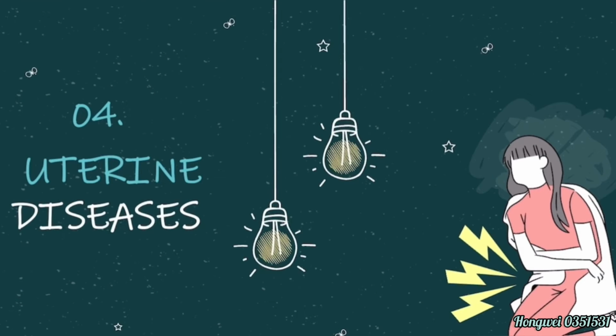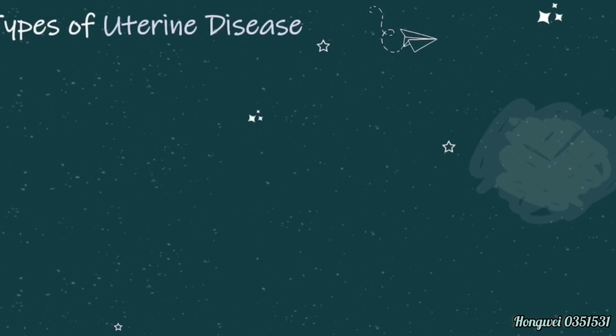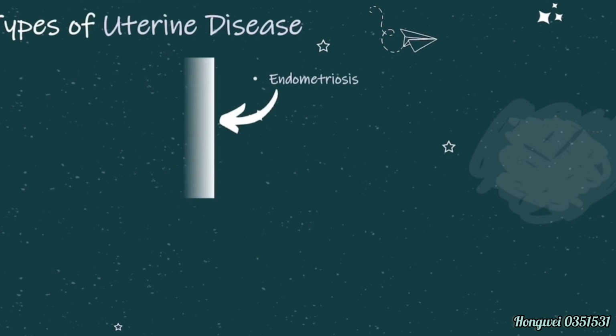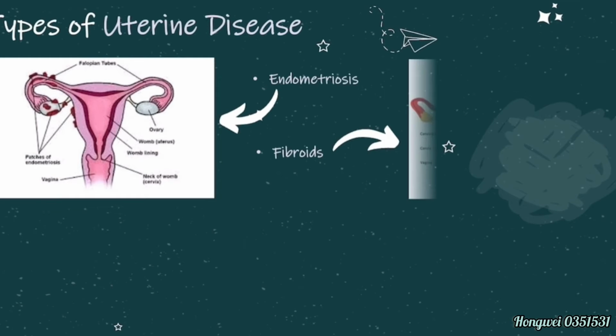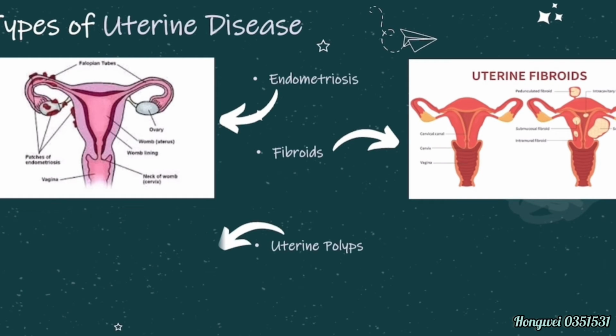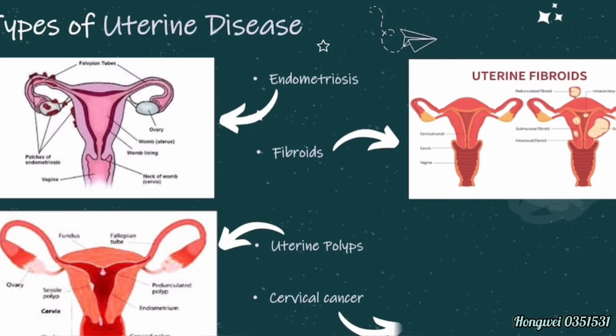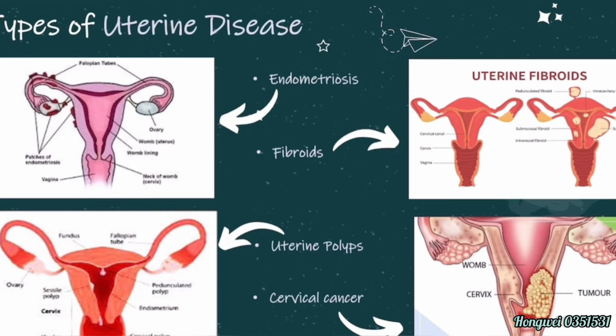On to the next part about uterine disease. There are 4 types of uterine disease: endometriosis, fibroids, uterine polyps, and cervical cancer. Today I will introduce 2 types of disease: endometriosis and fibroids.